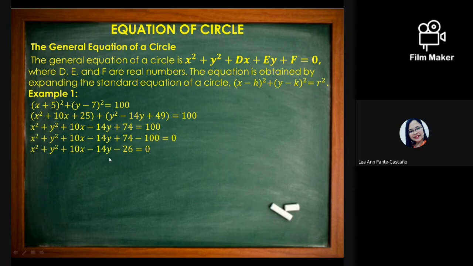So, the standard or the general form of our equation is x squared plus y squared plus 10x minus 14y minus 20 equal to 0. So, ito na po ang ating sagot. Pero meron pang isang process na ituturo ko sa inyo para magkuha din ng general equation.